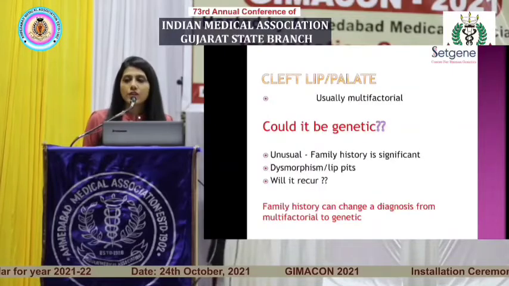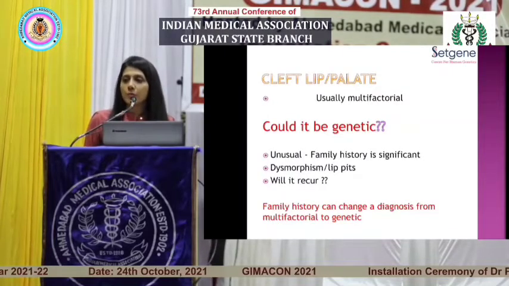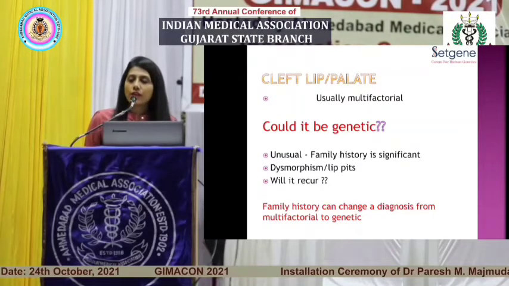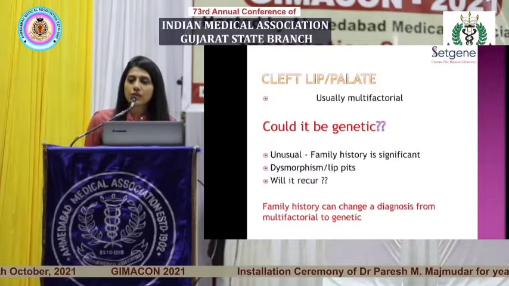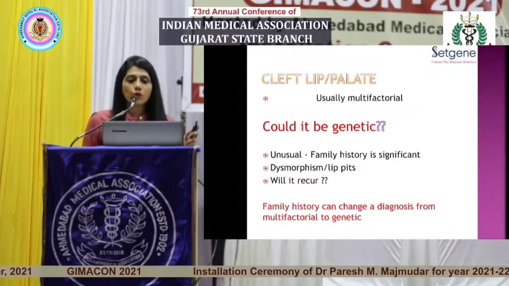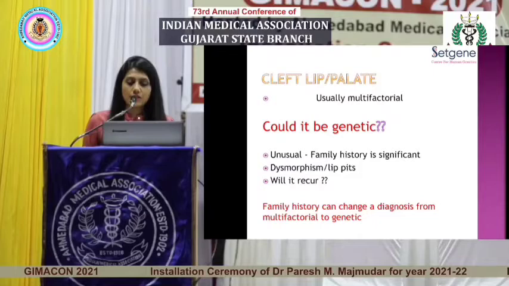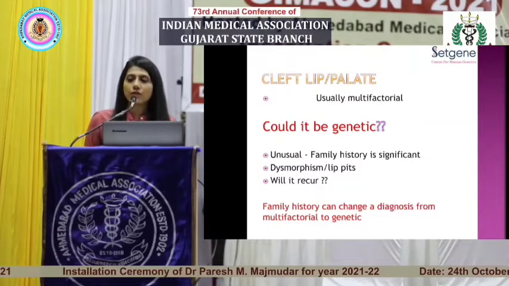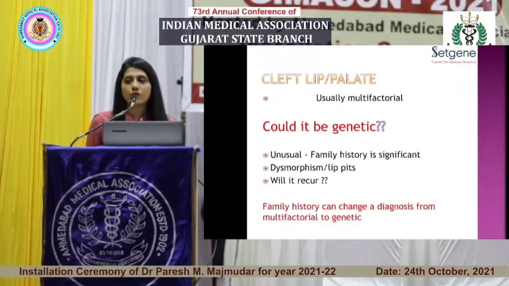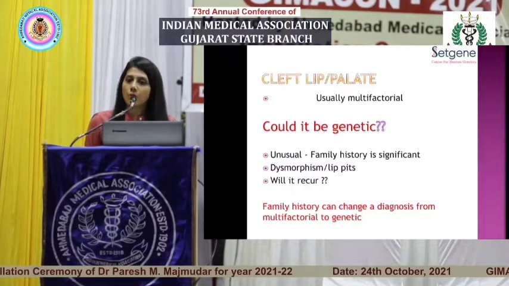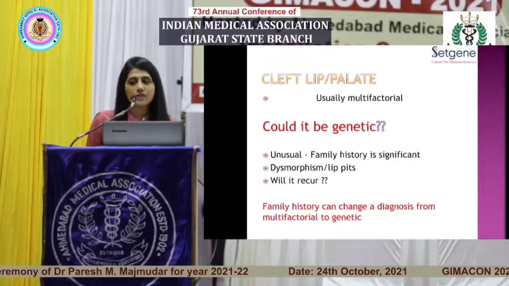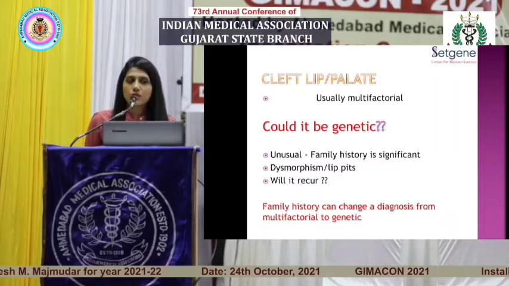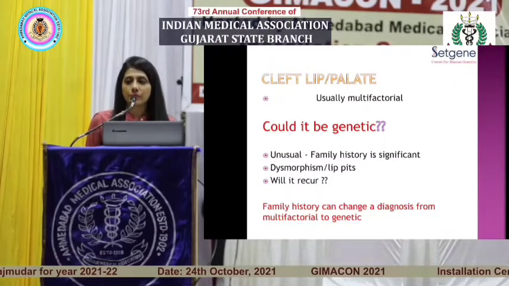As we know, cleft lip or palate are usually multifactorial, but could there be a genetic possibility? For that we have to take a detailed family history, draw a pedigree chart, and look at the complete examinations. Looking at the previous child, this particular phenotype suggests the diagnosis of van der Woude syndrome, which is an autosomal dominant condition, with a 50% recurrence risk in each pregnancy. So family history can change the diagnosis from multifactorial to genetic.